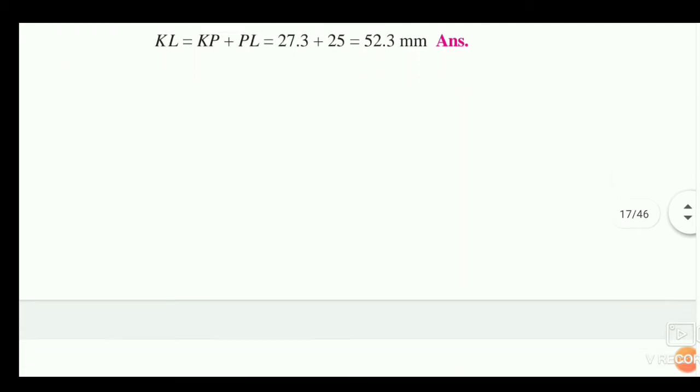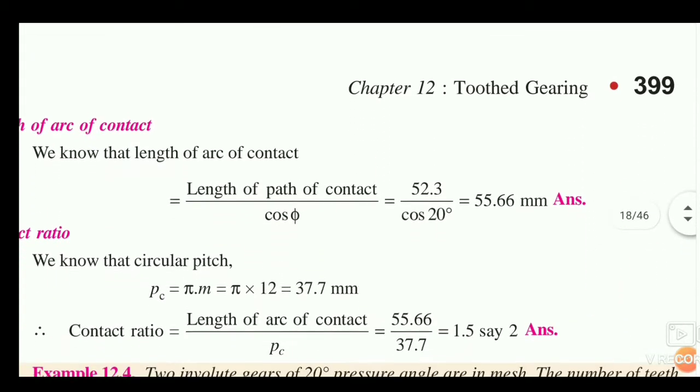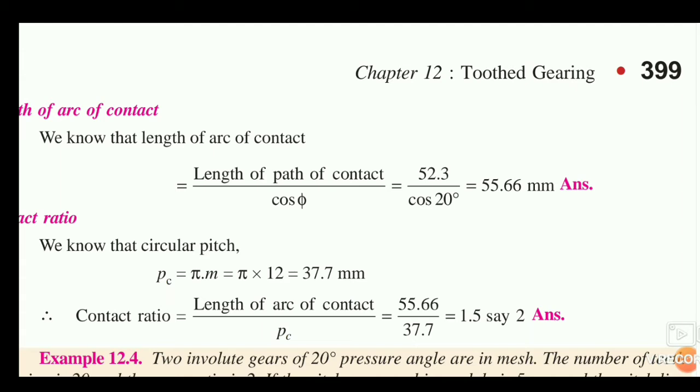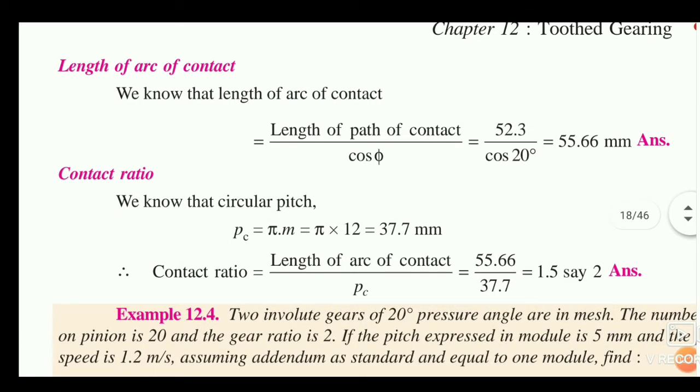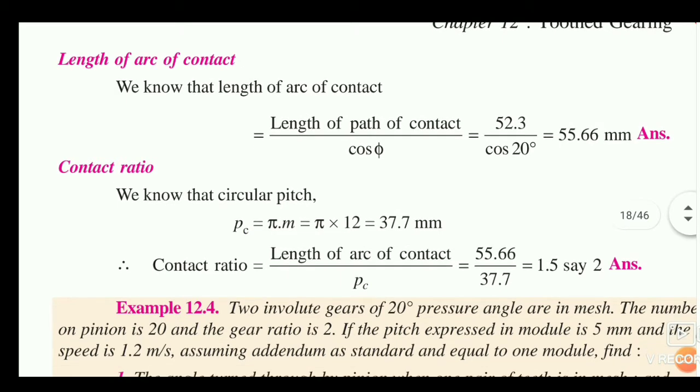So you got that. After finding the length of path of contact, we need to find the length of arc of contact. That is nothing but path of contact divided by cos phi. The value you can directly substitute, and we will get 55.66 mm. From that you can find the contact ratio also. Contact ratio is nothing but the length of arc of contact divided by the circular pitch Pc, that is pi into m. Pi you know, m is module, so you can directly divide 55.66 by Pc, which is 37.7. So you got 1.5, which is nearly equal to 2.